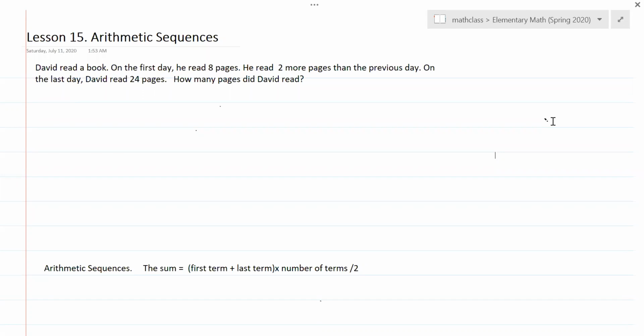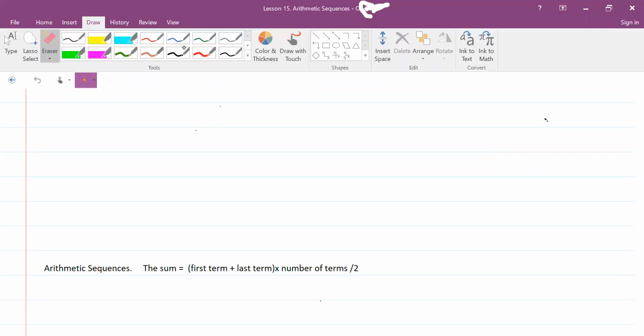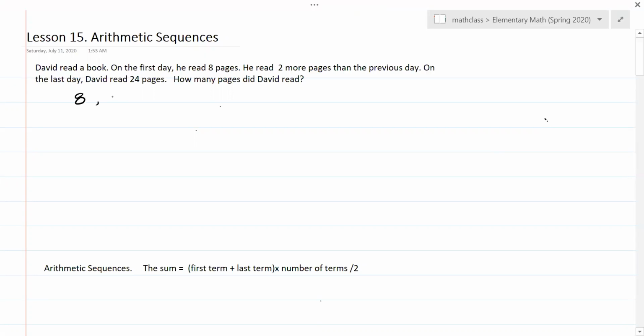So let's write down. Maybe you can list all of them. If you can list all of them, you're fine. Then it's easy to solve the problem, right? So 8, second day 10, and 12, and 14, and 16, 18, 20, 22, 24. Stop there, right? How many numbers here total? 1, 2, 3, 4, 5, 6, 7, 8, 9. So there's 9 numbers. We want to add them together.